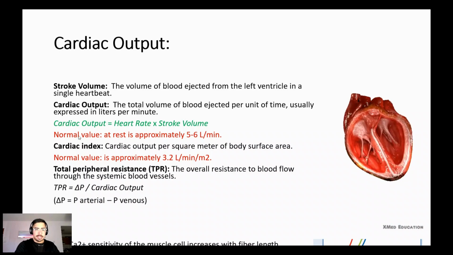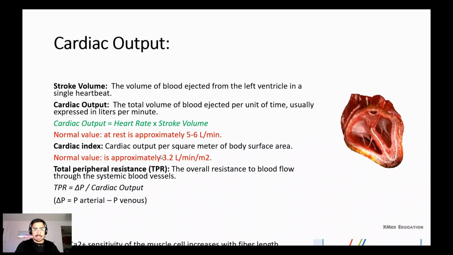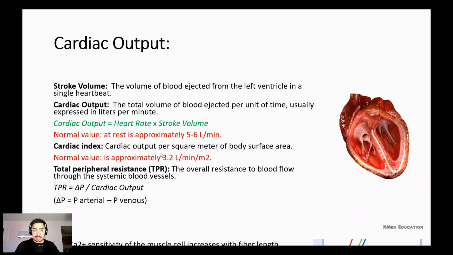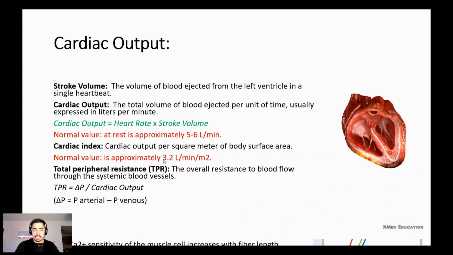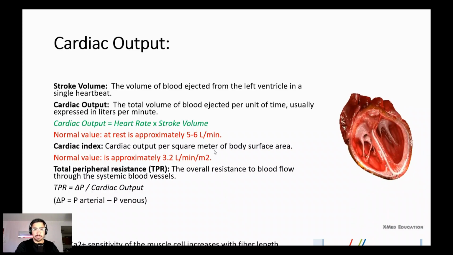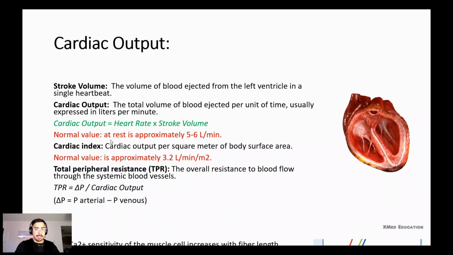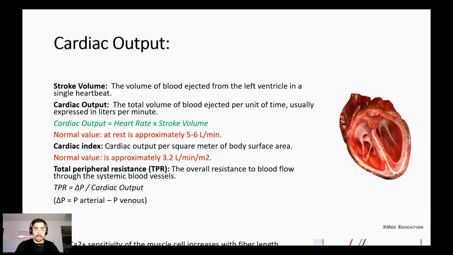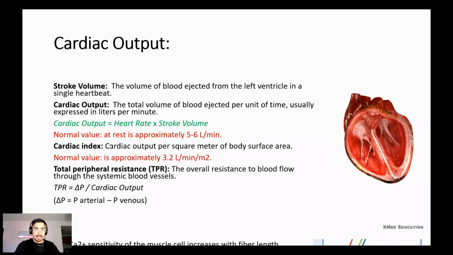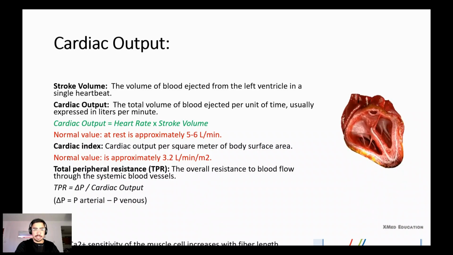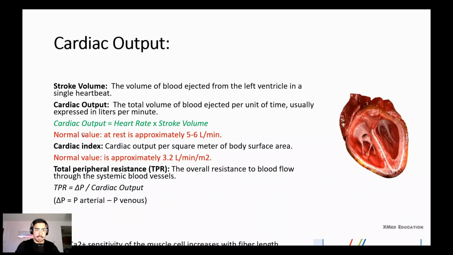So what is the cardiac index? Cardiac index is actually the cardiac output, as you can see from the unit, 3.2 liter per min per meter squared, the cardiac output divided by the body surface area. And we use this index, for example, in case of a shock situation, and from that we can understand how much blood is inside our body.